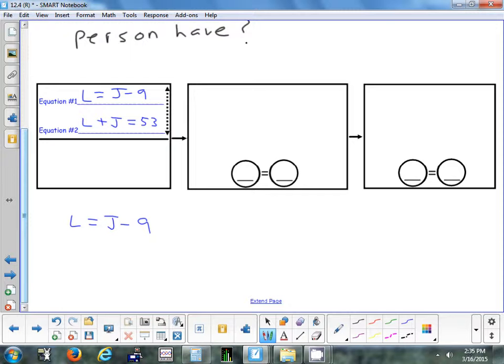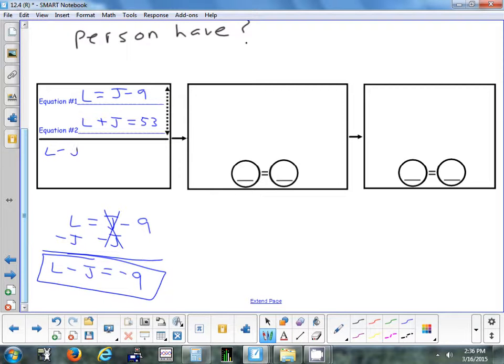How do I fix it so that L and J are on the same side? Subtract J. What's on the left-hand side? L minus J. Equals what? Negative 9. And then flip it. So then write these two equations. This is our first equation. We just fixed it. L minus J equals negative 9. We just put the J on the other side.